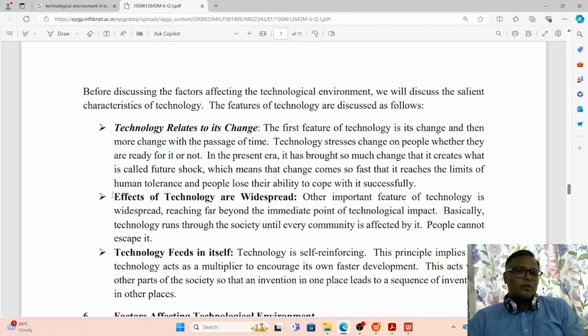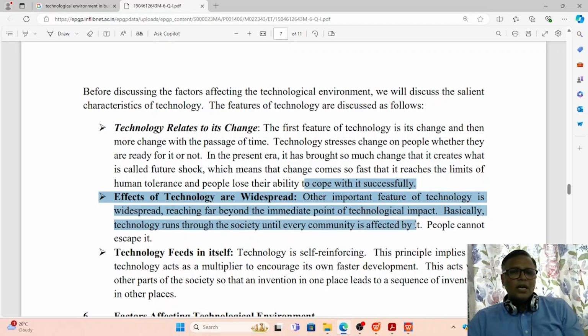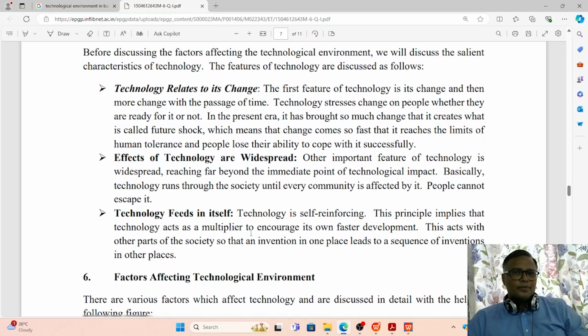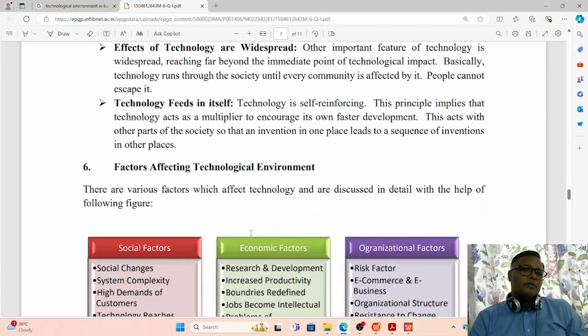Second is the effect of the technology, which is widespread. Some other aspects include that the technology is widespread, reaching far beyond the immediate point of the technological impact. Basically, the technology runs through the society until every community is affected by it, and the people cannot escape it. Now, technology feeds itself; technology is self-reinforcing. This principle implies that the technology acts as a multiplier to encourage its own faster development. This affects other parts of the society, so that an intervention in one place leads to a sequence of interventions in other places.